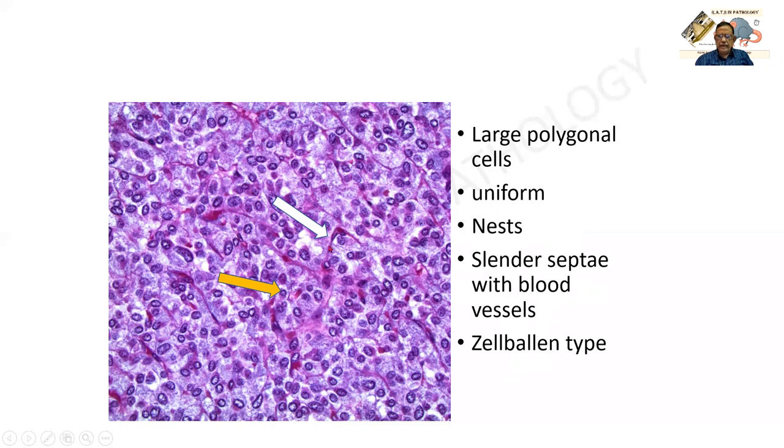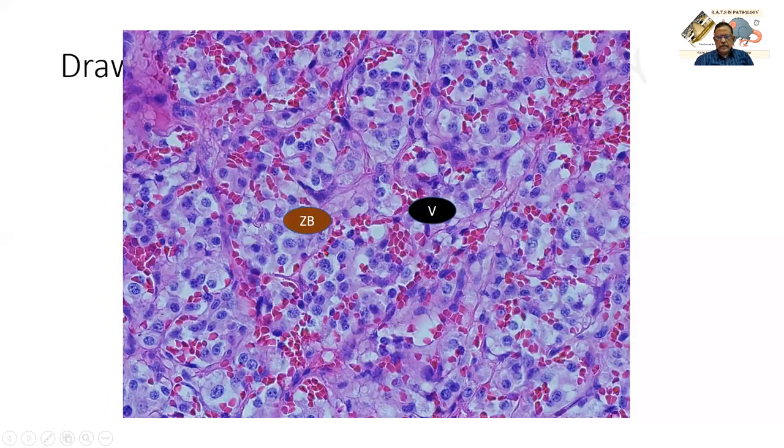And they are all separated by, the white arrow is pointing out to it, slender septae which have got the blood vessels. So it does not have any ducts. All the secretions are directly outpoured into the blood. This particular pattern of appearance is called an organoid pattern or a Zellballen pattern of appearance of the tumor cells. This will be asked as an MCQ and you will have to mention it in your theory answer as well. So once again I repeat it, there is a Zellballen appearance.